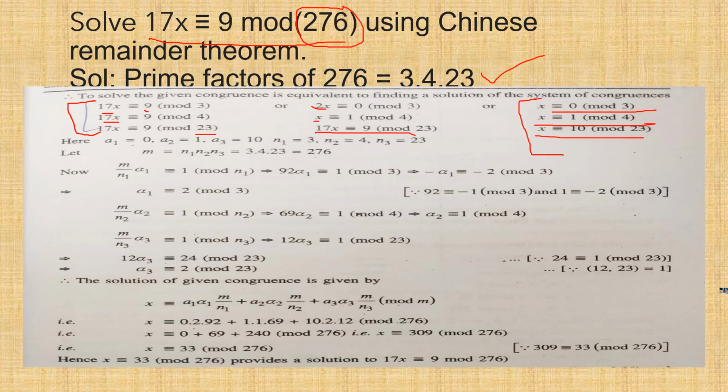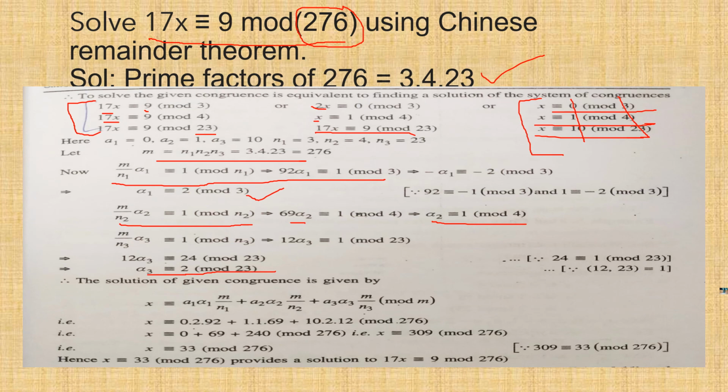From here a1, a2, a3 are given, and these are n1, n2, n3. By again finding M, we get the three congruences, M upon n1 alpha 1, this one. Here dividing by 3, we get remainder minus 1, and the solution of the first one is this. Similarly, the second congruence is set like this; dividing by 4, we get remainder 1. So this is the alpha 2 value. Similarly, we will get the value of alpha 3.